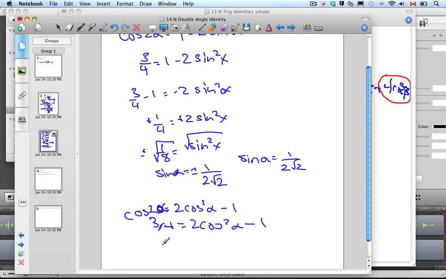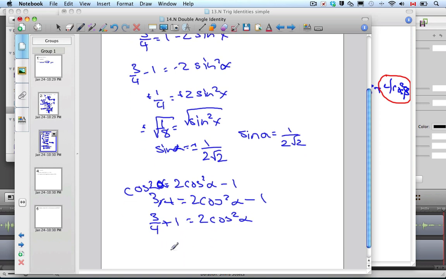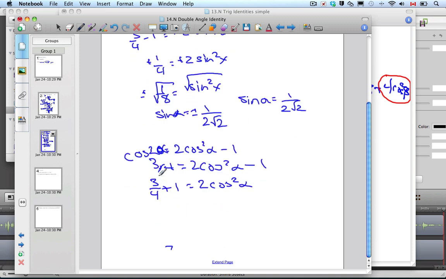Add 1 to both sides. So we get 3/4 plus 1 equals 2 cos squared alpha, so 7/4 equals 2 cos squared alpha. Divide by 2, take half of that, so I get 7/8 equals cos squared alpha.